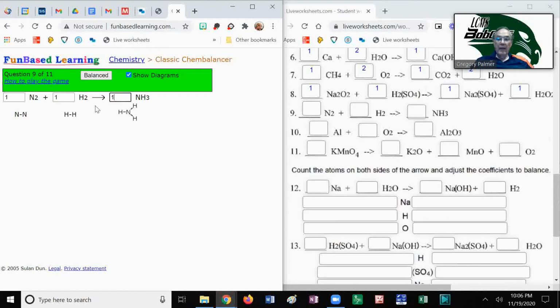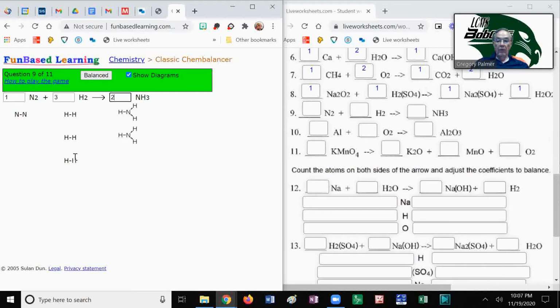On this next one, like I said, put in the 1 coefficient for everything. And this diatomic nitrogen, this diatomic hydrogen, and then we have this NH3. Now, one of the tricks here is I see that the hydrogens are in groups of 3 here and groups of 2 here. So I need to think really about a common multiple. So I'm going to try a 3 here and a 2 here so I can get the hydrogens in balance.